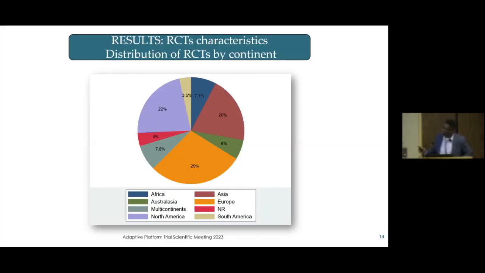The first thing that we found was that most of the studies, as expected, were from Europe and then North America. We wanted to see what the characteristics of the RCTs are, what do they look like? Most of the studies were from North America and Europe. That wasn't news to us, as expected.